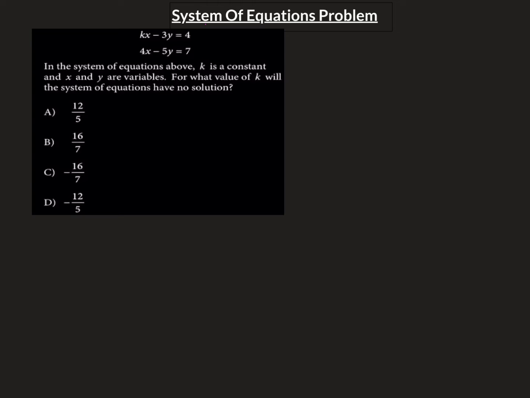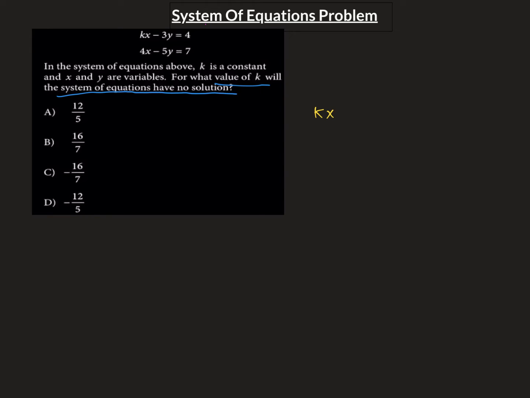So let's underline what we're finding. So we're trying to find the value of k when we know that the system of equations has no solution. There are multiple ways to solve this problem, but the method that I use most is the elimination method. That's where you line up the two equations.